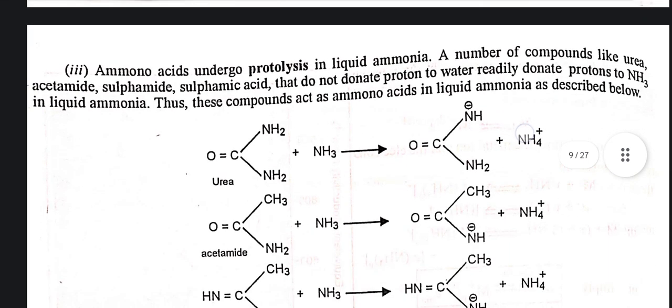Third, ammono acids undergo protolysis in liquid ammonia. A number of compounds like urea, acetamide, sulfonamide, and sulfamic acid that do not donate protons to water readily donate protons to NH3 in liquid ammonia. Thus, these compounds act as ammono acids in liquid ammonia.